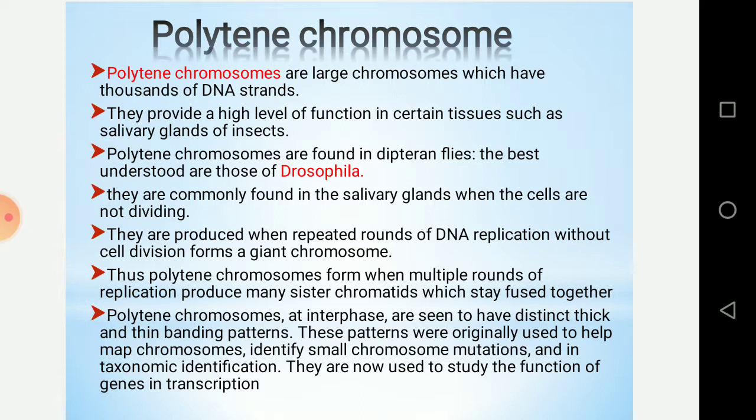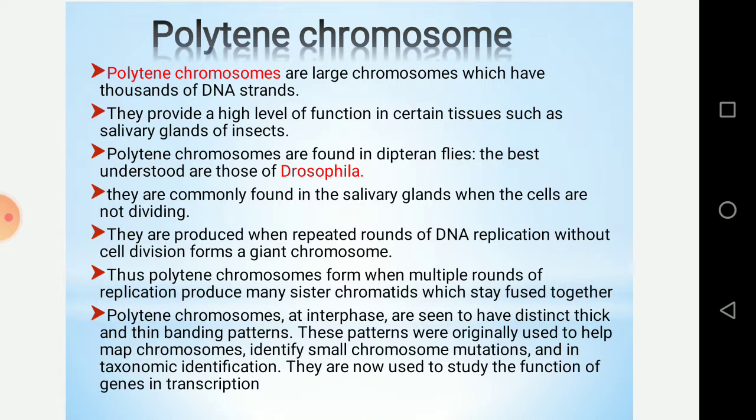Polytene chromosomes are large chromosomes which have thousands of DNA strands. So this chromosome consists of thousands of DNA. They provide a high level of function in certain tissues such as the salivary gland of insects. So they are basically found in the salivary glands of insects like Drosophila.